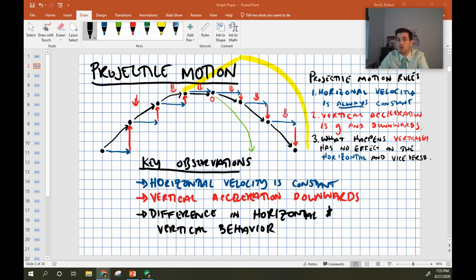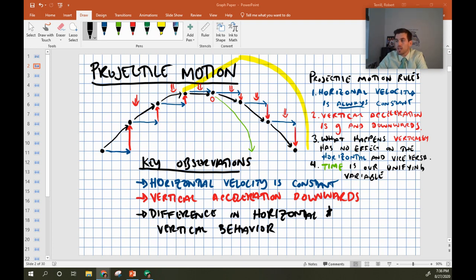Or I could throw a ball much harder horizontally, and it would still have the exact same amount of time in the air as the object that was thrown at a lower speed, but at the same vertical speed. So keep them separate. Don't assume that just because something's moving fast horizontally, it's going to have any effect on what's happening to it vertically.